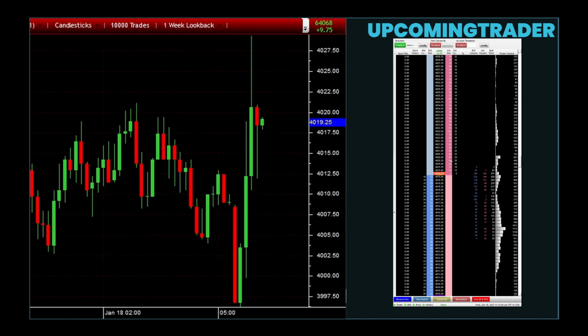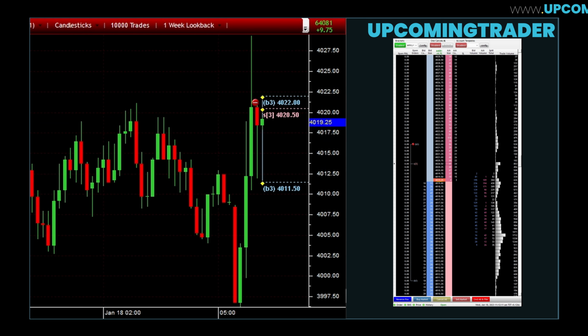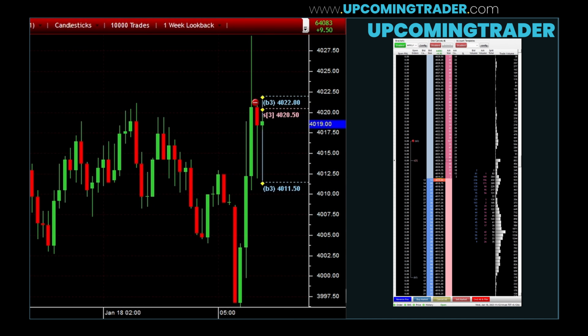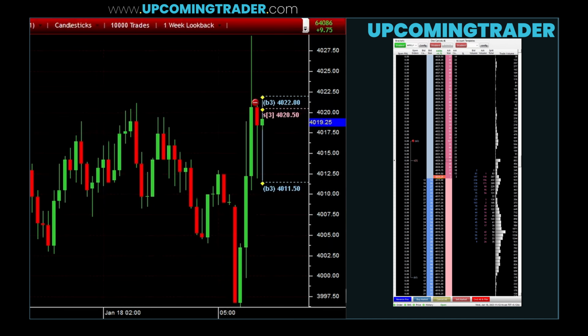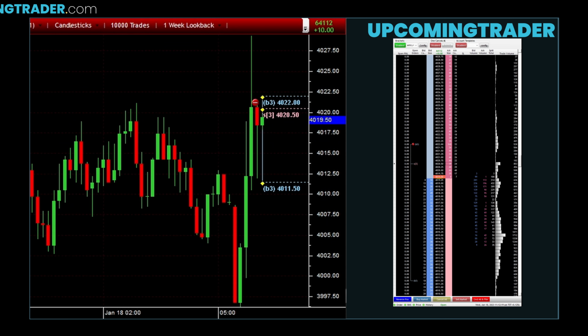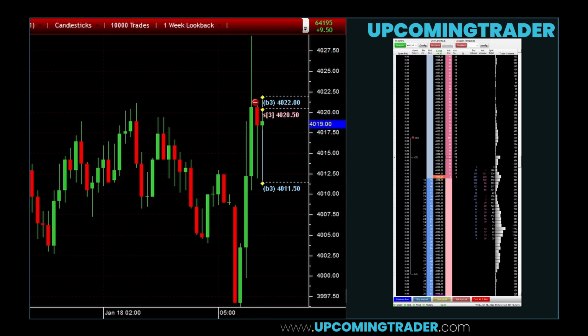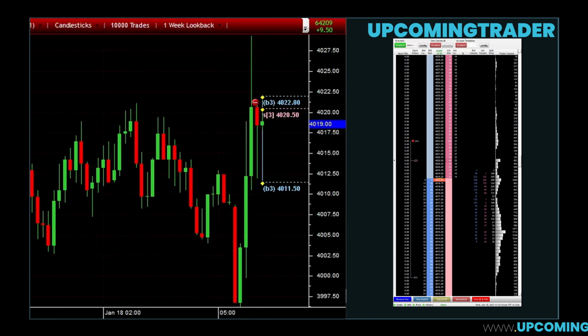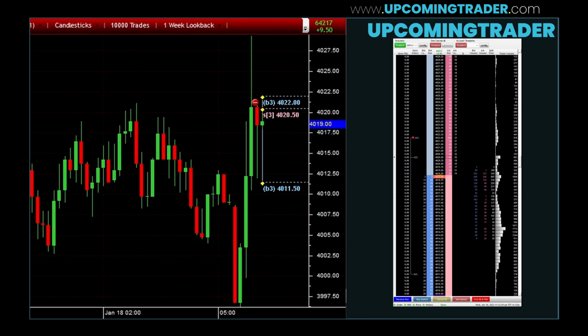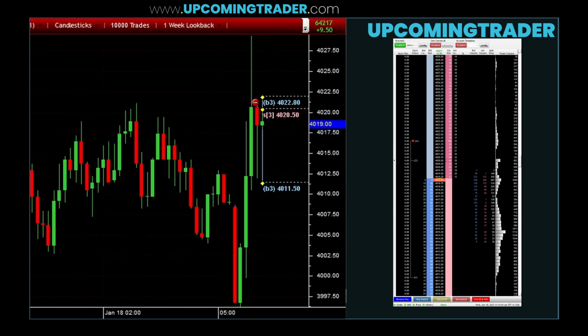Lastly, using volume divergence can help identify weakening trends and potential reversals. If the price is making higher highs but the volume is decreasing, it could signal that buying interest is fading, setting the stage for a reversal. Similarly, if the price is making lower lows but volume is decreasing, it may suggest that selling pressure is weakening, which could indicate a bullish reversal. Paying attention to volume divergence allows traders to catch shifts in market momentum early, providing a valuable edge.